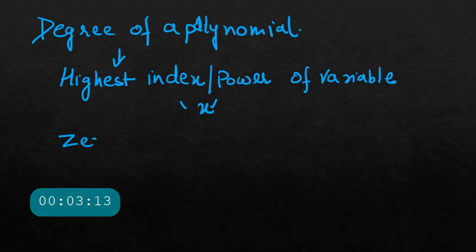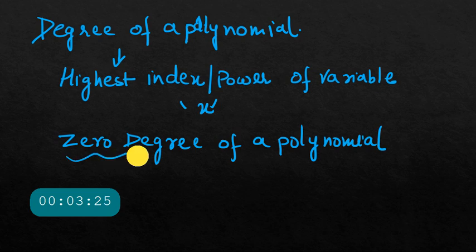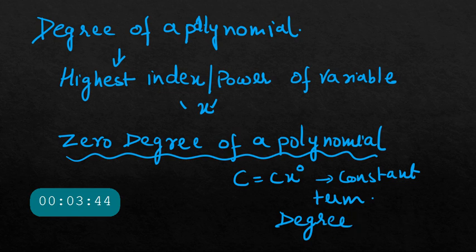Zero degree of a polynomial. What do you mean by zero degree of a polynomial? Let me explain this with an example. Now if you have c equal to c x^0, that means you are just left with a constant term. If only the constant term remains, then the degree is equal to 0. Be very careful.